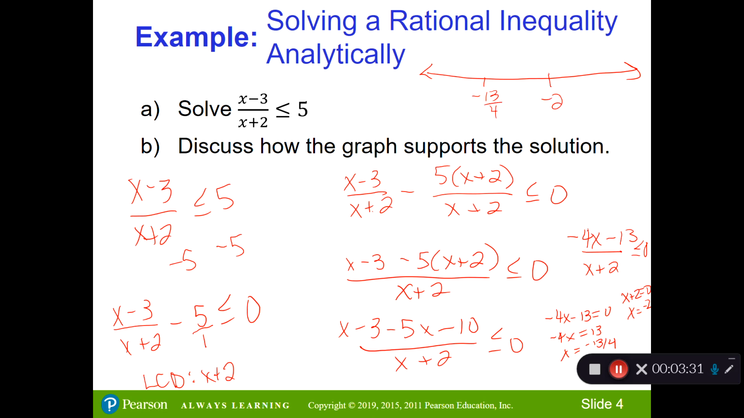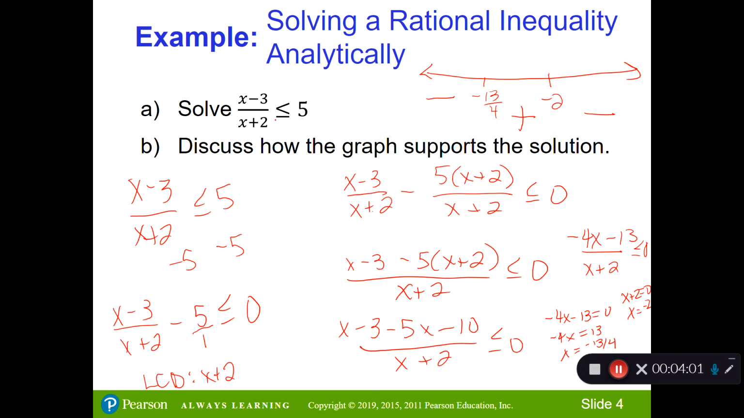So we test the sign of everything in between. I pick something less, like negative 10. Negative 40 minus 13 is positive... I mean negative 4 times negative 10 is 40, minus 13 is positive. Negative 10 plus 2 is negative. Positive over negative means the expression is negative here. In between the two, I can pick negative 3. 12 minus 13 is negative 1. Negative 3 plus 2 is negative 1. A negative over negative makes a positive in here. And then over here I can pick 0. Negative 13 over positive 2 is negative, so we're negative over there.